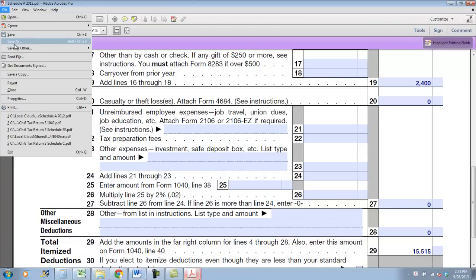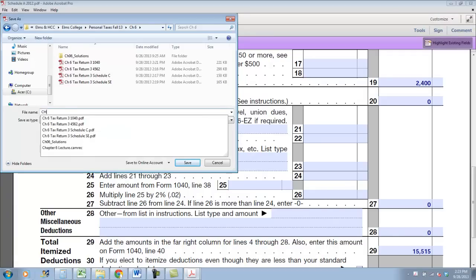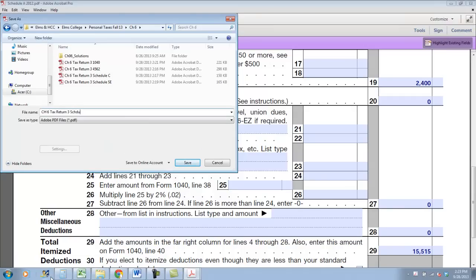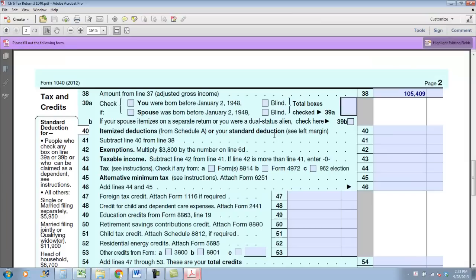So I'm going to save this. Save it, Chapter 6, Schedule A. And we're going to move this number over to the 1040. So, 15,515. Now, if we subtract that from the 105, we're going to get 89,894. And if we multiply 4 by 3,800, we will get 15,200. And if we subtract that from the 89,894, we'll get 74,694. And that's the number we're going to look up in the tax table.